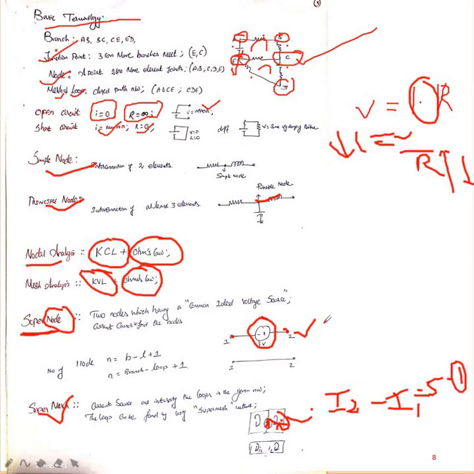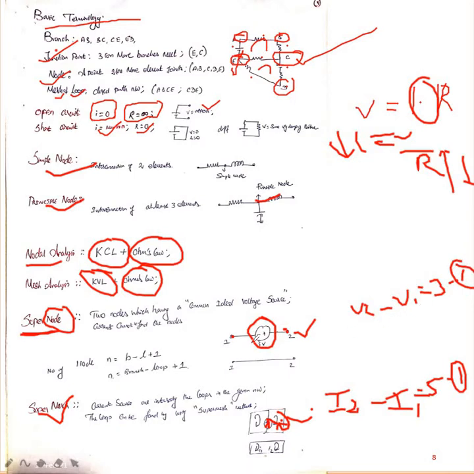Similarly here, V2 minus V1 equals 3. Why V2 first? Because the plus is coming to that terminal. So this is equation number 2, and that completes the equations.